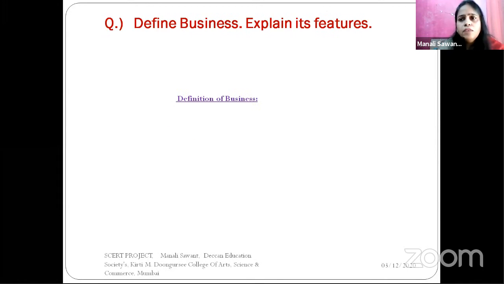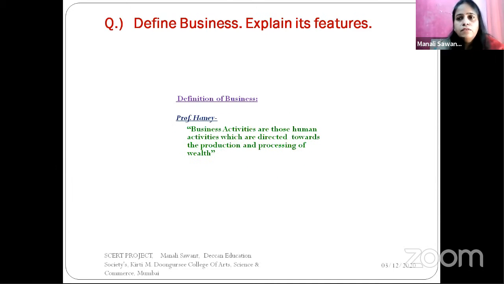Apart from that, we completed the topic regarding business. What is business and what are the features of business? I'm just taking the recap of that and then we will move to the next topic of today. Last lecture we learned about the business definition. That definition was given by two different authorities. One of them, Professor Hane, says business activities are those human activities which are directed towards the production and processing of wealth.